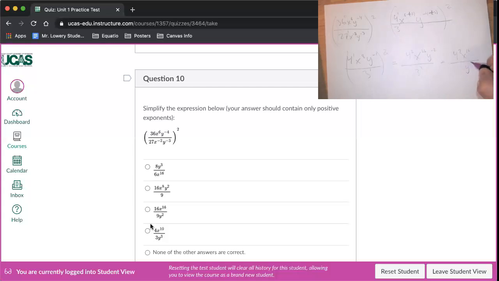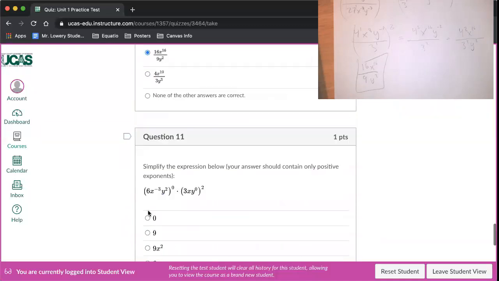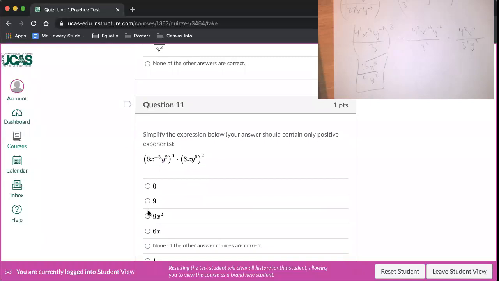We're going to move that guy downstairs and make it a +2. And then the last step is going to take those two exponents, the 4 squared, and make it a 16. And the 3 squared is going to be a 9. And we'll make sure we have positive exponents. So 16x to the 16th over 9y squared. Okay, almost there. Hang in there with me.